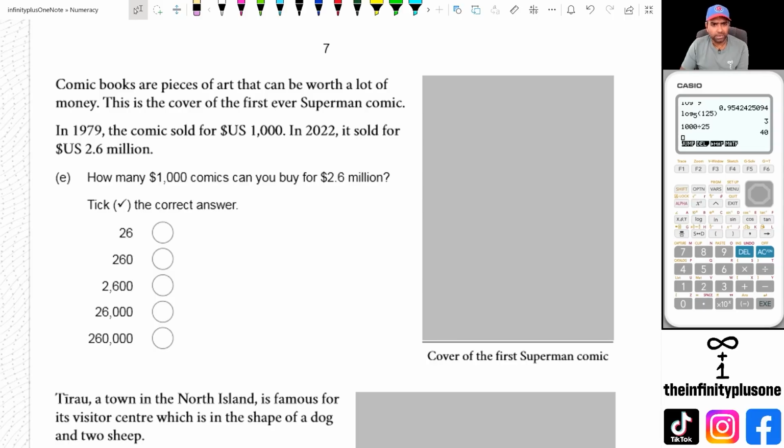In 1979, the comic sold for $1,000. In 2022, it sold for $2.6 million. How many $1,000 comics can you buy for $2.6 million? So all we've got is $2.6 million, and we're going to divide it by 1,000. When we do that, we're going to get 2,600.